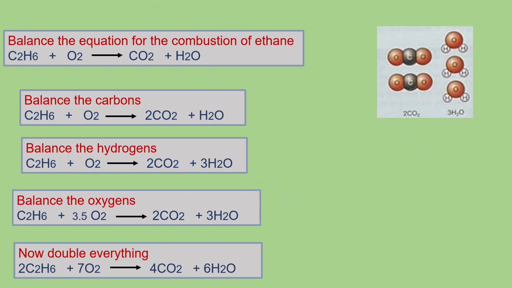Now let's balance the equation for the combustion of ethane. Ethane is C2H6. Again, it's a substance which burns by reacting with oxygen to produce carbon dioxide and water. Ethane burns with oxygen to give me CO2 and H2O.